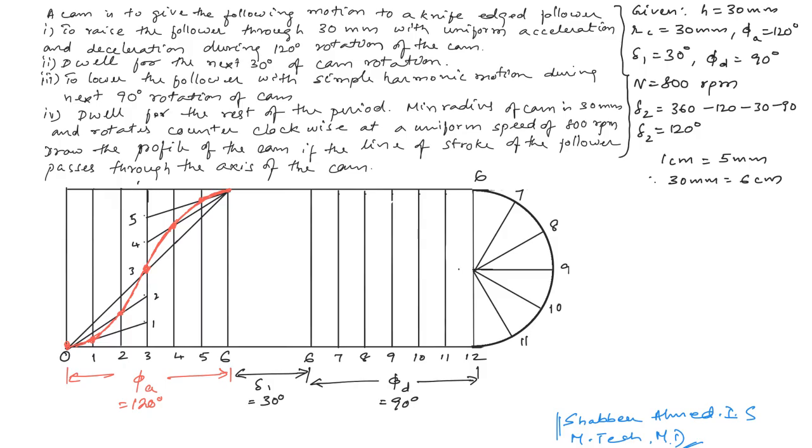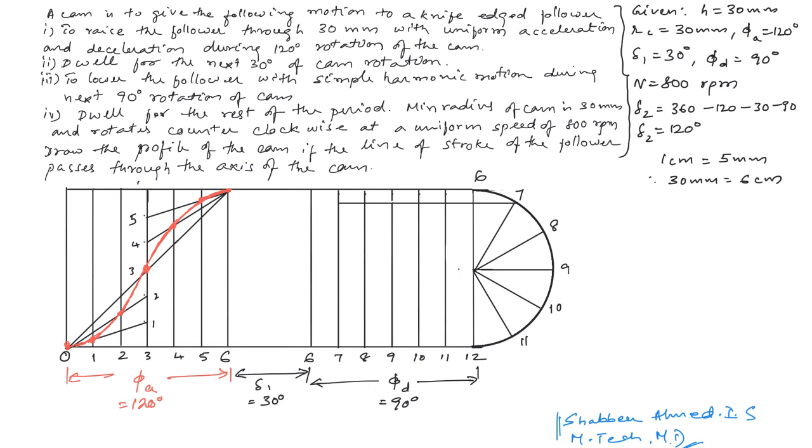In the previous problem we had the simple harmonic motion for ascent. There for the semicircle we marked from the bottom, 6, 7, 8, 9, 10, 11 and 12. But for descent you have to mark from the top coming downwards. Okay, remember that. Now from this point 7, draw a line up to the line 7.